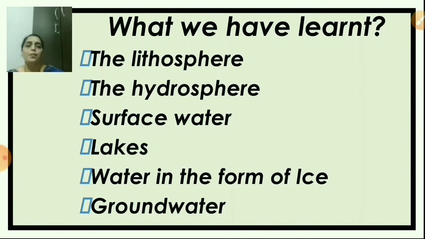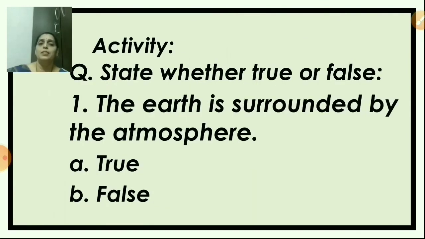Let's do an activity. State whether true or false. Your question is given and both the options, true or false, are given. You are going to mark the correct option. Now I will read the question for you. The earth is surrounded by the atmosphere. A, true, B, false. What will be the answer? Yes, true. The earth is surrounded by the atmosphere.